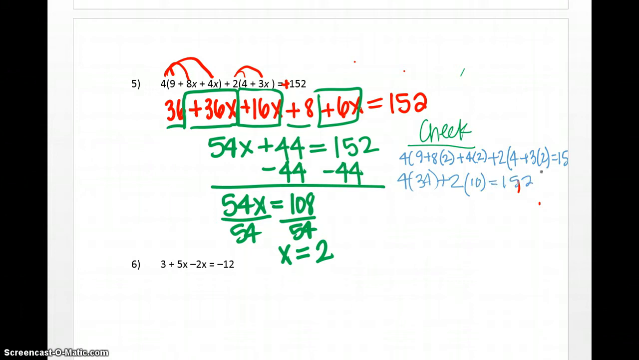So off to the side I need to do 4 times 34, which gives me 136. Ooh, I've messed up somewhere. I apologize. This should actually be 132. When I add all these up, I should get 132. Plus 2 times 10 is 20 equals 152. And 152 equals 152, and it checks out.